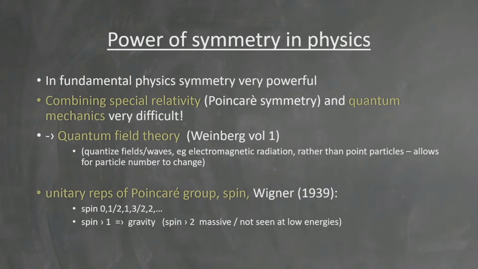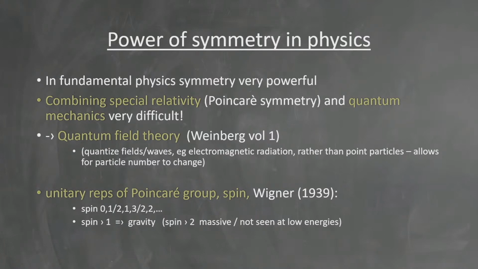Okay, so then we come to the power of symmetry in physics. So I want to say a bit. This was also touched on more in a question, I think. That put together with quantum mechanics, special relativity, or Poincare symmetry, becomes exceptionally powerful. So first of all, it's very difficult to combine them, and it implies that you need quantum field theory. And there's a simple argument for that, because quantum mechanics doesn't allow particle number to change really, and you need that because of the relation between mass and energy. So you need quantum field theory.